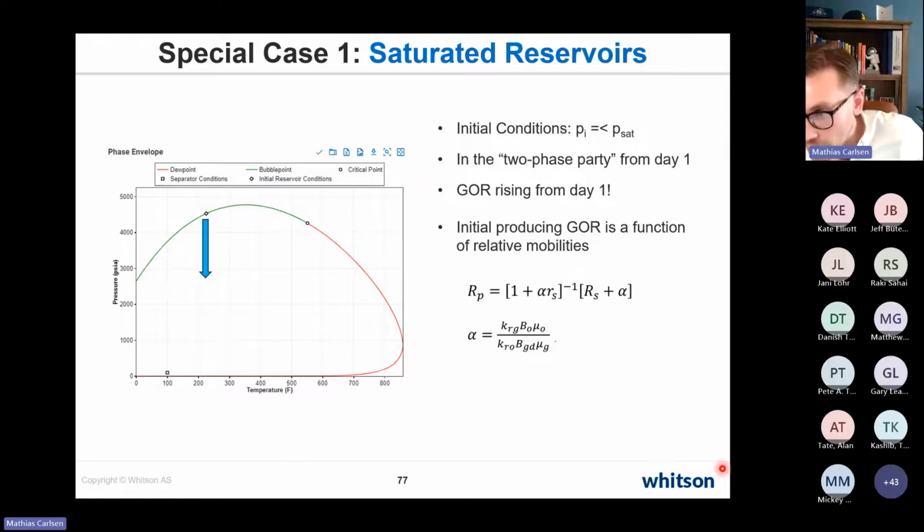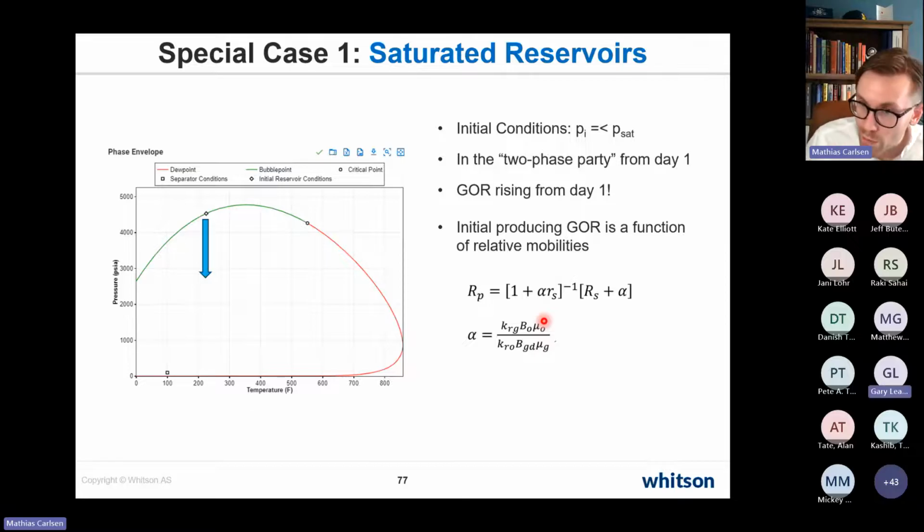The equation for that is this equation right here, where Rp is the producing GOR. This number right here is the solution GOR. This is the vaporized oil ratio here, the little rs. And then this alpha term is just the relative mobilities that I talked about. So the relative permeability of gas to oil, krg, kro, formation volume factor of both phases, and the viscosities. So that's a relative mobility term.